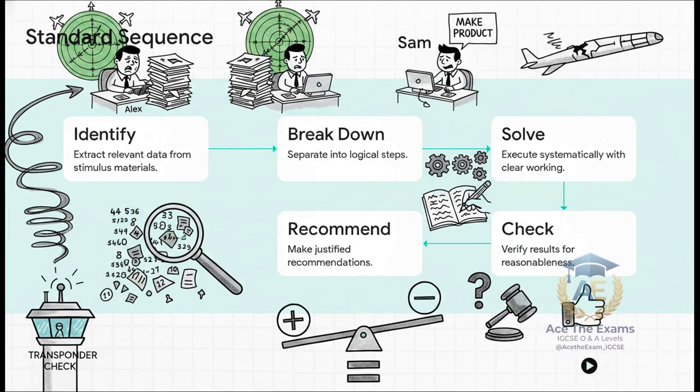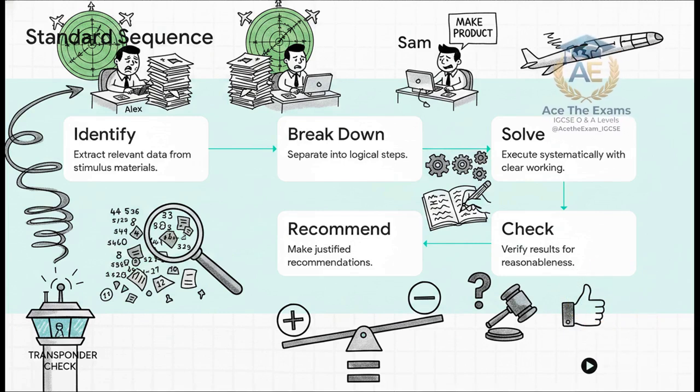Step 2. Break it into logical steps. Do not try to solve the whole thing in your head at once. What do we need first? Contribution per unit, then total contribution. Map it out. Step 3. Solve systematically with clear working, and I mean incredibly clear. Step 4. Check for reasonableness.